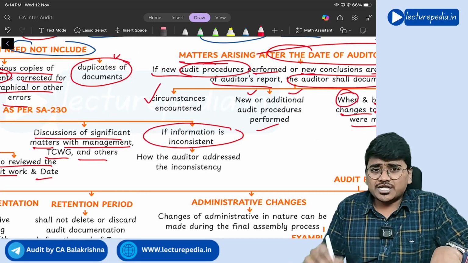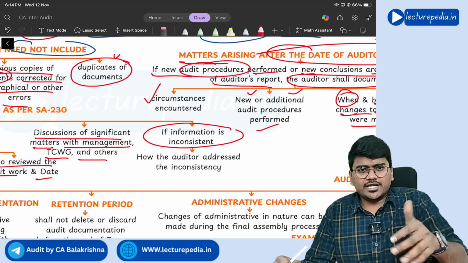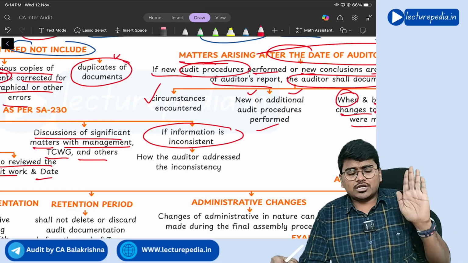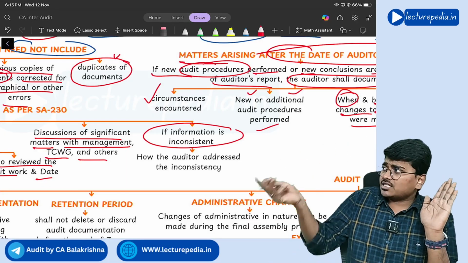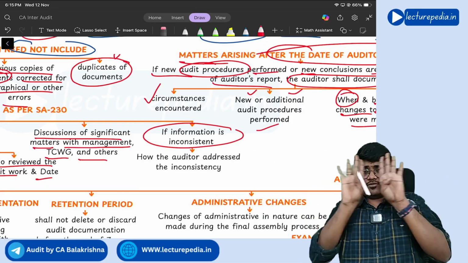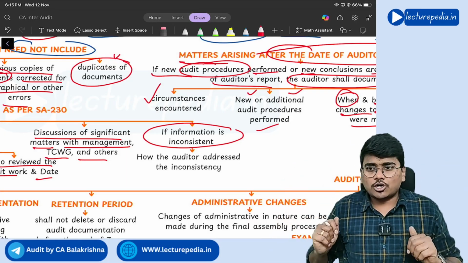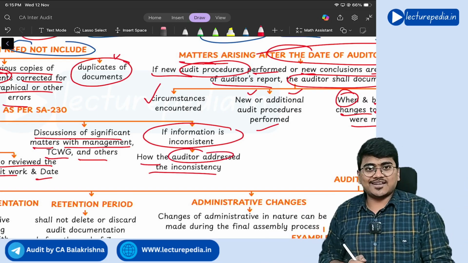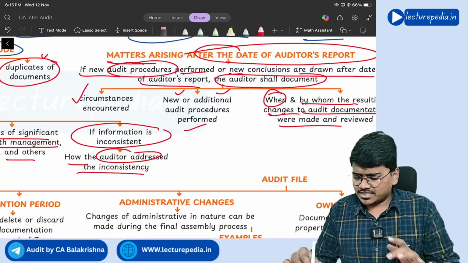Next, if information is inconsistent. Information inconsistent means, see, let's say example debtors. I have already told you this example. Debtors, sale invoice of debtor is showing 10,000 rupees. You sent external confirmation to the debtor. The external confirmation from the debtor you received as 20,000. So now there is an inconsistency between these two things. How did you resolve that inconsistency? That also should be documented by you. See how the auditor addressed the inconsistency. Clear? Yes.